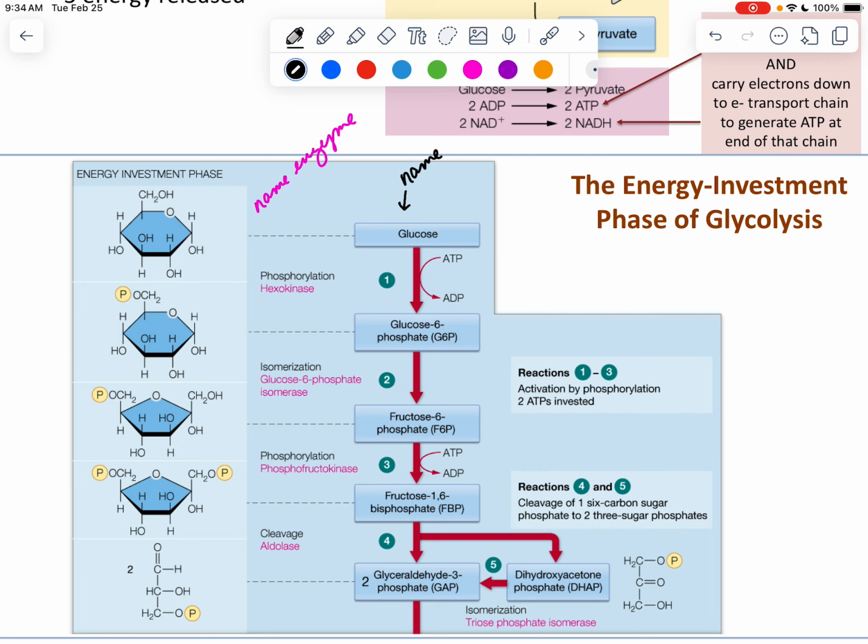The black text over here is telling what is happening, right? So, for example, in step 1, we're going to have a phosphorylation. Okay, we see it in the black text. And the enzyme that catalyzes that is hexokinase. Remember that term kinase, where we're taking a phosphate from ATP and adding it onto something else, transferring it.